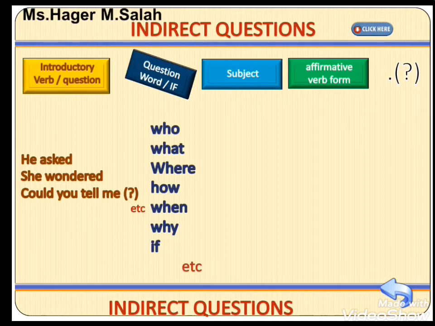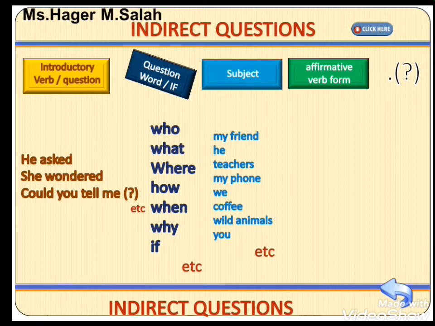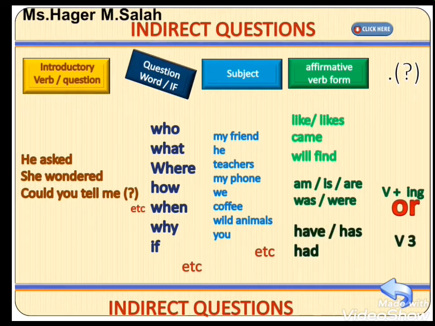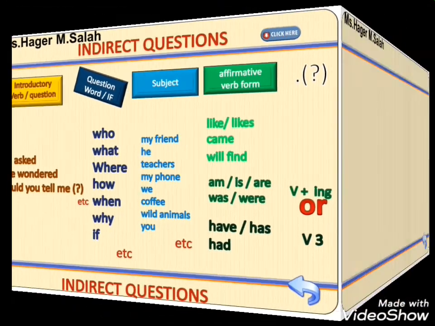And here we have the question words like who, what, where, and we have if, the subject as we know, and the affirmative verb form. We will use only the affirmative verb form. We will not use the helper or the auxiliary verb. We can find here also am, is, are, was, were, plus ing, or have, has, had, and past participle.